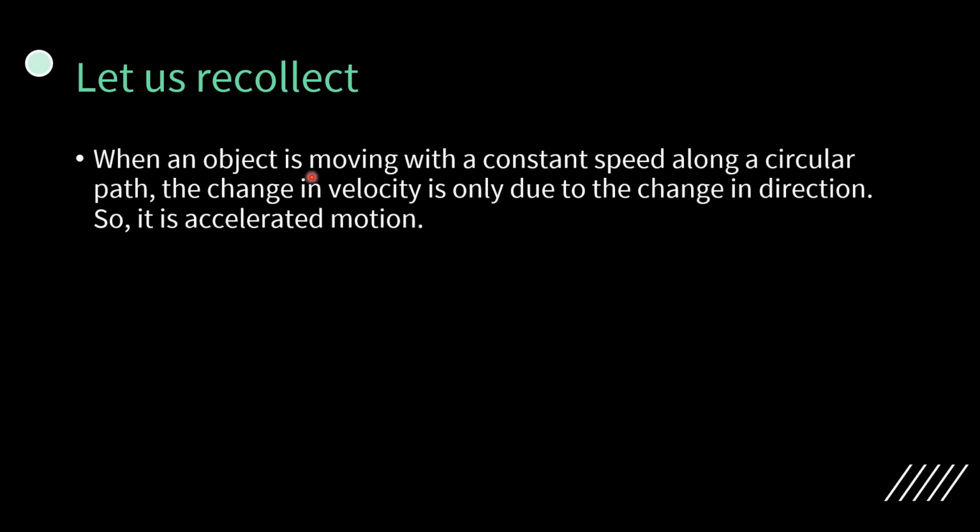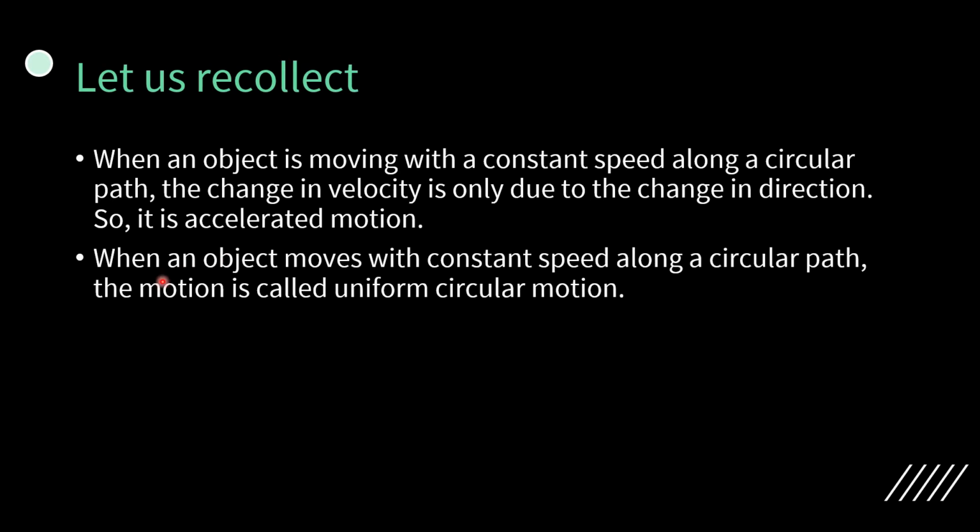When an object is moving with a constant speed along a circular path, the change in velocity is only due to the change in direction. So, we can say it is an accelerated motion. So, when an object moves with constant speed along a circular path, that motion is called uniform circular motion. So, now let us move forward with the chapter.